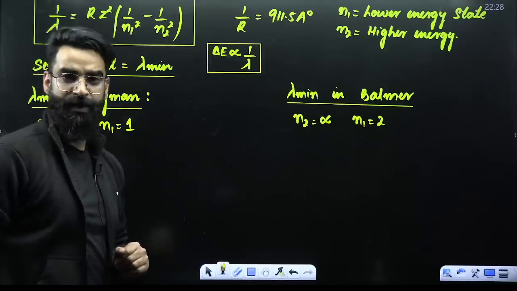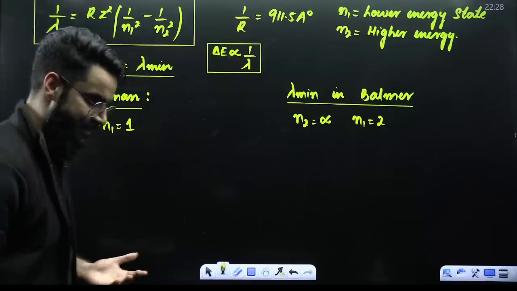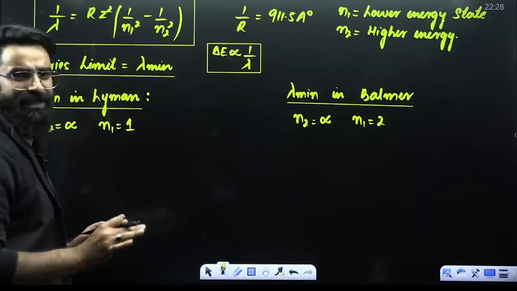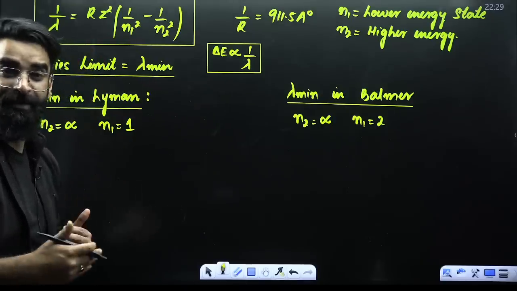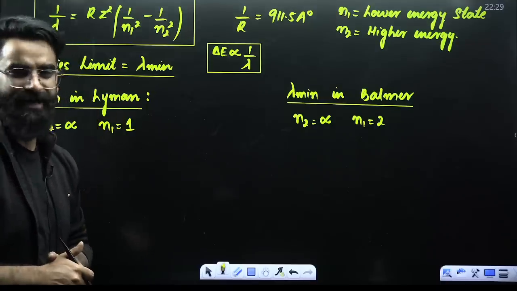My dear students, the second question. Calculation of series limit. What is series limit first of all? Series limit means minimum wavelength emitted or absorbed when the electron makes a transition between 2 energy states.